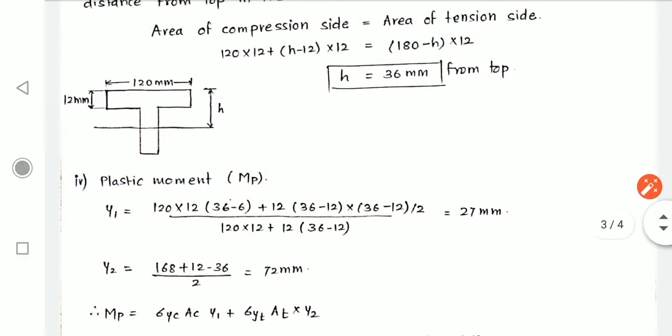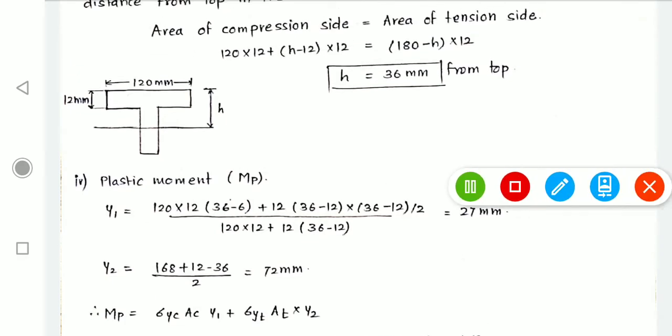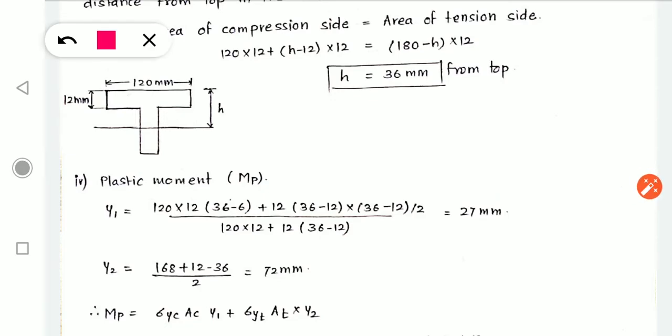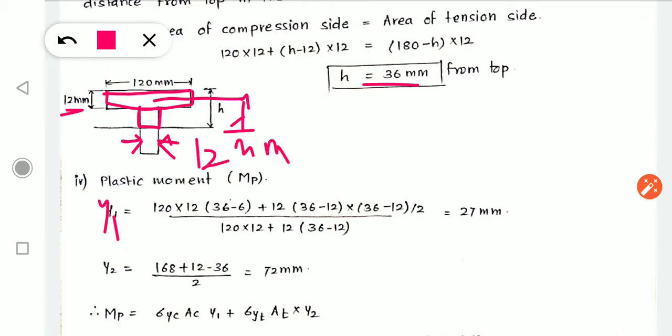Now the diagram is not visible, it is difficult to do. Okay, now y1 is equal to this area into the distance up to the neutral axis. That will be h is 36 minus 6, because this is 12, half of that is 6. Then I have taken an area below that, which will be this distance, which you must remember, that is 12 mm, given in the problem. So this 12 mm into what? Vertical distance, but we don't know what the vertical distance is.